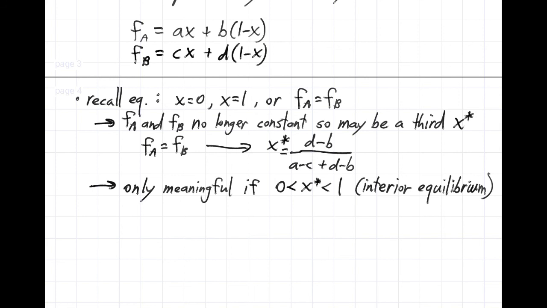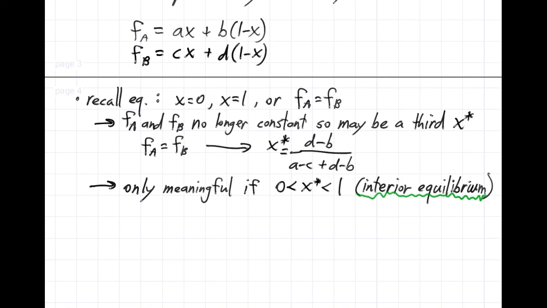It's possible mathematically that we would get a result where X star is bigger than 1 or smaller than 0, but that means they're not meaningful results because X needs to be a frequency, so a fraction of the population. This term here, interior equilibrium, we'll probably use that repeatedly in the course, so keep it in your mind.